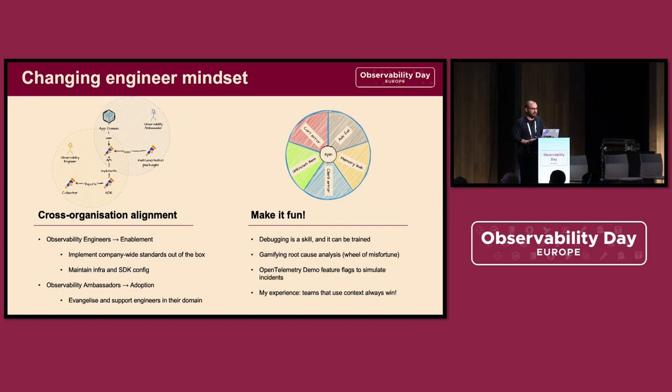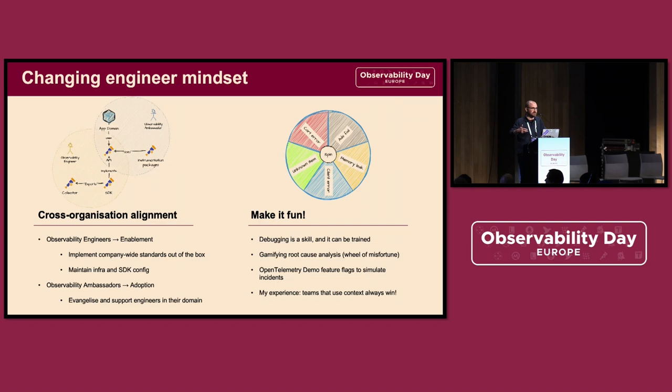So one of the things that has worked quite well in our case at Skyscanner has been gamifying root cause analysis. We recently published a blog post on the OpenTelemetry website that talks about this in more detail. But we're taking the wheel of misfortune that was popularized by Google and then using the OpenTelemetry demo to simulate incidents in a system instrumented with OpenTelemetry.